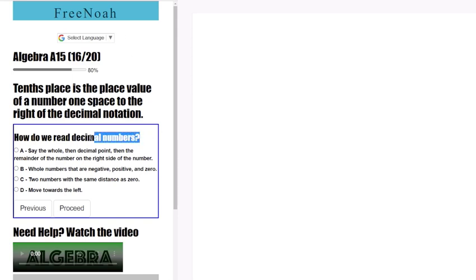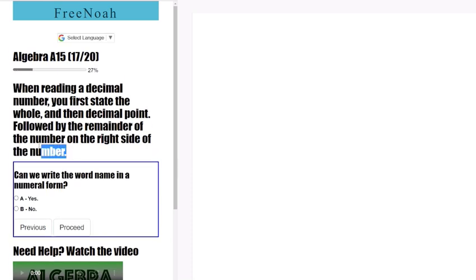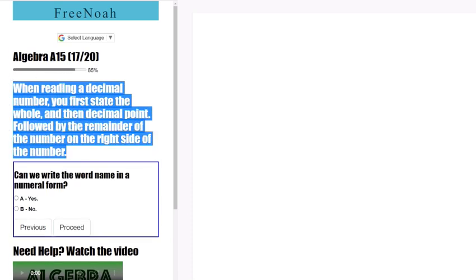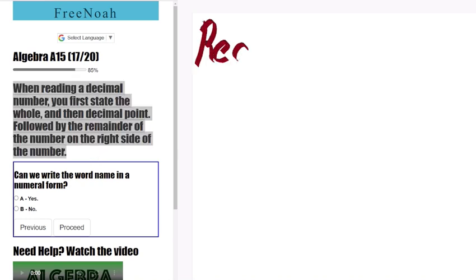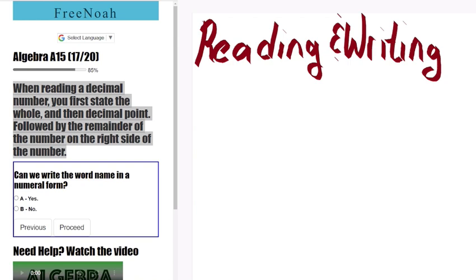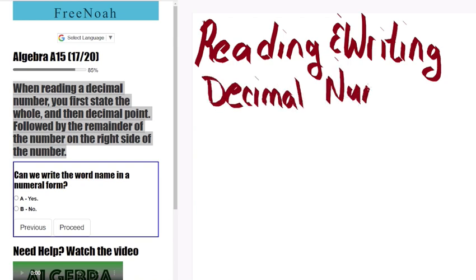Now let's read decimal numbers here. So how do we read decimal numbers? Well, first we start off by stating the whole, then decimal point, followed by the remainder of the number on the right side of the number. So reading and writing decimal numbers. Let's give you an example here.